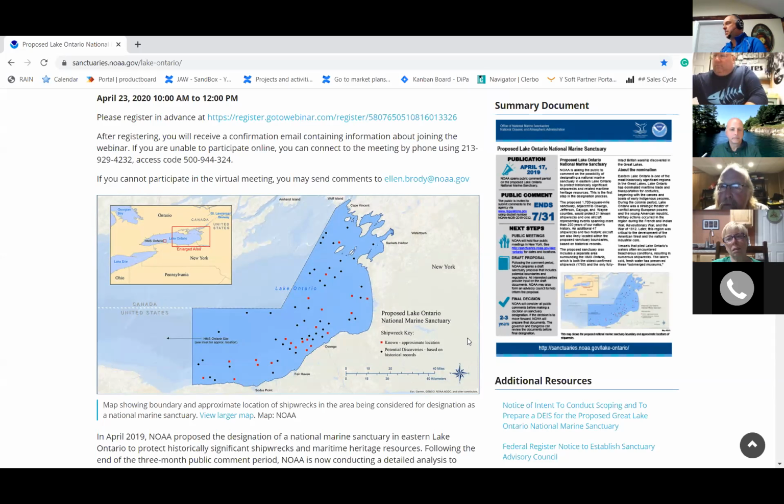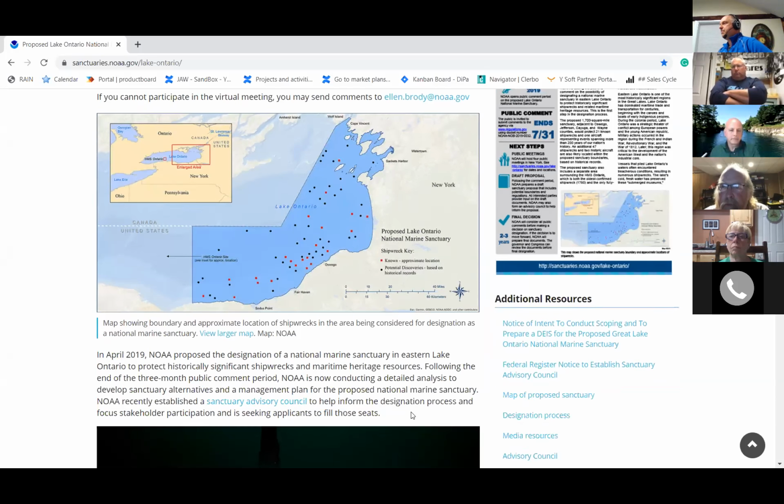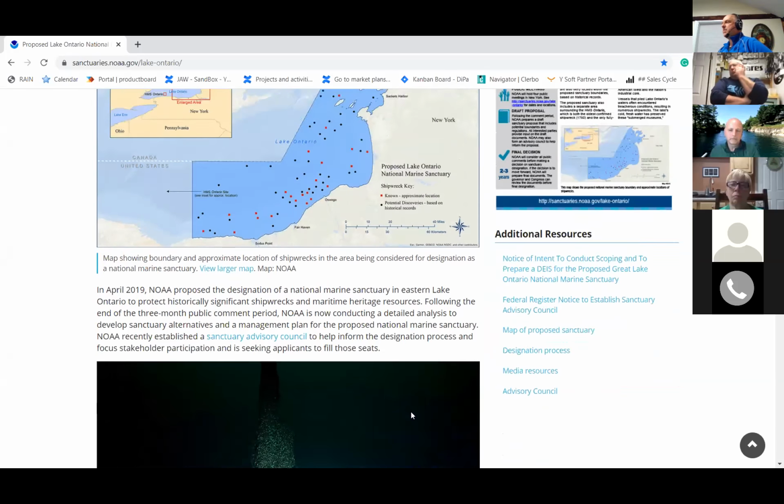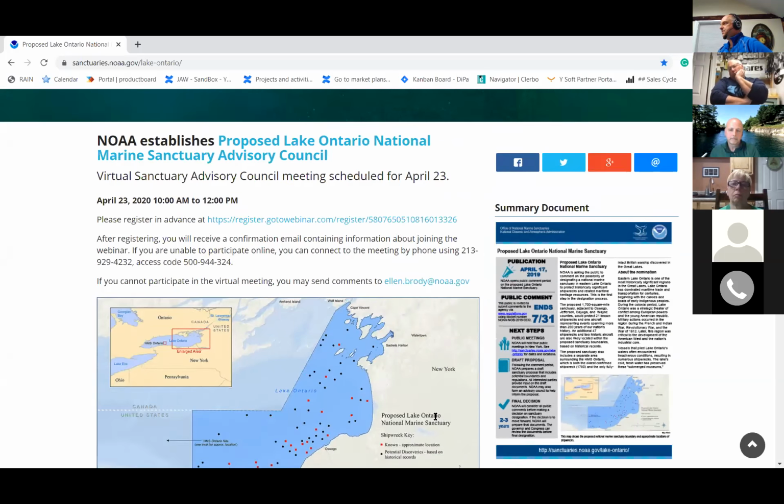So NOAA, I think they have 18 ships in their fleet, and they're all relatively new, so their big capital items are not needed. There's a couple of older ones, but that's very specialized. So they're not asking for, hey, we need 500 million for a new ship or anything like that. So I'm guardedly optimistic that this is going to go forward.